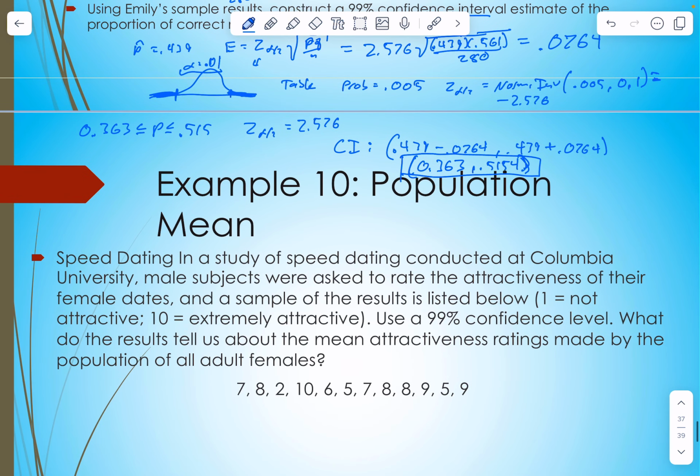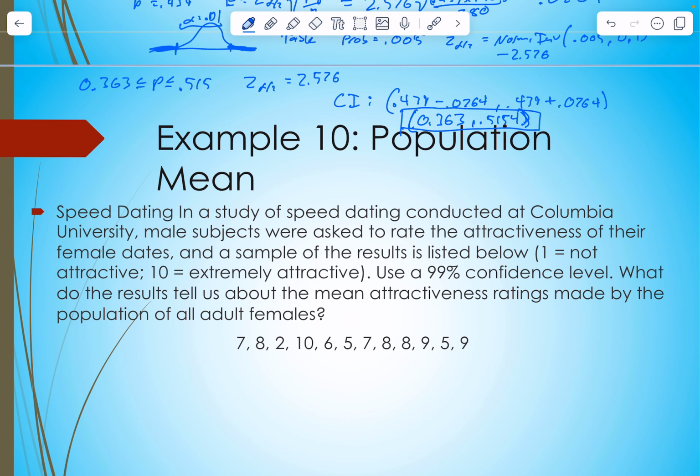2 more examples. All right, speed dating. In a study of speed dating conducted at Columbia University, male students were asked to rate the attractiveness of their female dates, and the sample of the results is listed below. 1 is not attractive, 10 is extremely attractive. Use a 99% confidence interval. What do the results tell us about the mean attractiveness rating made by the population of all adult females?